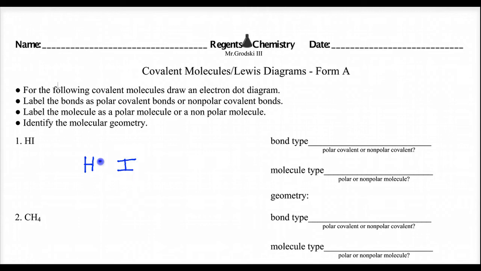and H has one valence electron, and iodine has 7. You should know your valence electrons at this point, and that would take us to HI. Now you could draw it like this, H with an I. If you do it dashingly, you need to show the lone unbonded pairs.